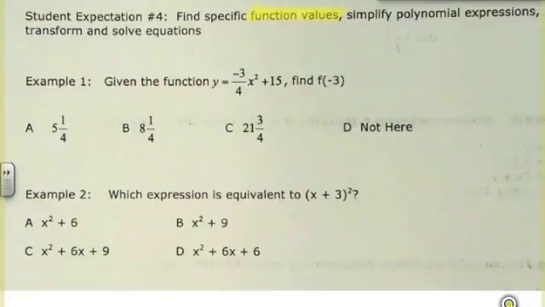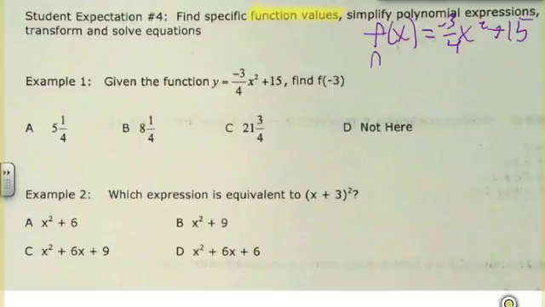All right, so we've got example 1. Given the function y equals negative 3/4 x squared plus 15, we want to find f of negative 3. What this means is I can rewrite that function in the format f of x equals negative 3/4 x squared plus 15.